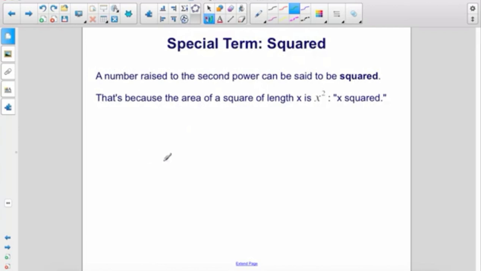A number raised to the 2nd power can be said to be squared. That's because the area of a square of length x is x squared. So here's a square. If the sides are all equal and they have a length x, the area of the square is x times x, x squared.